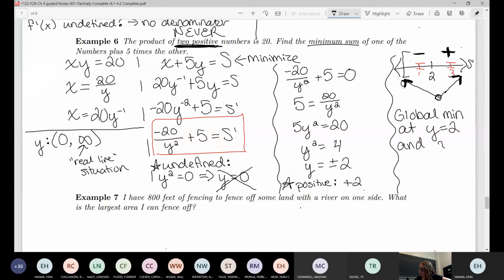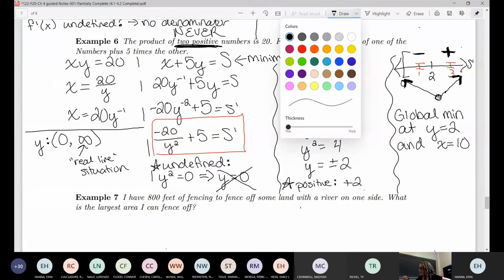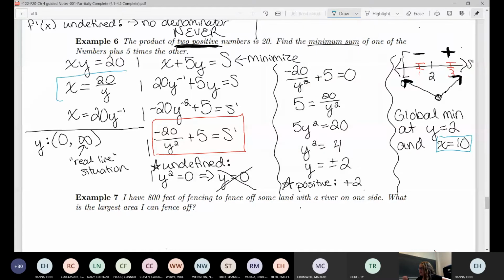And then we need to figure out what x is. Now I'm going to tell you what it is, and then I'll tell you how I found it in case you don't realize. Let me use another color here. So x equals 10, I'm coming back to this idea that x equals 20 over y. From the very front of this question, we found that x equals 20 over y. So if x equals 20 over 2, then that's where I'm getting the 10 from.